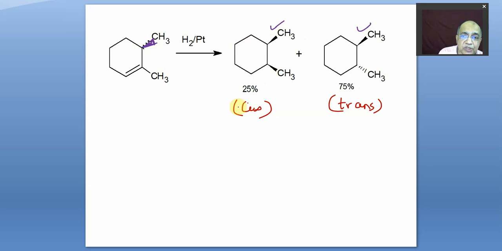So, if they are on the same side, this is cis, this is opposite side, this is trans. So, trans has been found to be formed with a larger percentage. So, it is stereoselective, and that too diastereoselective. If this is RR, this is RS. If this is cis, this is trans. Got it?